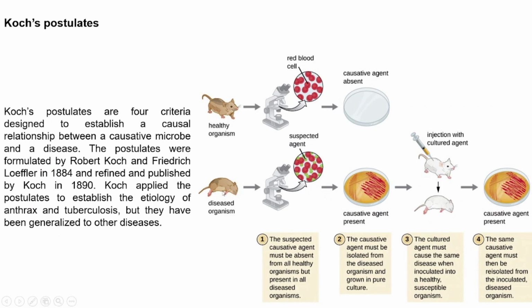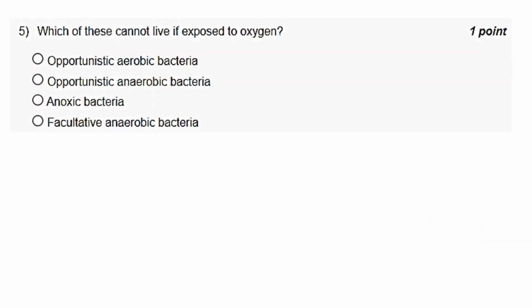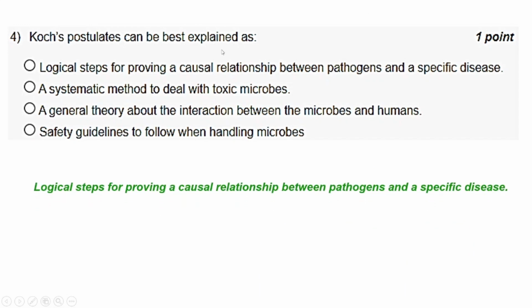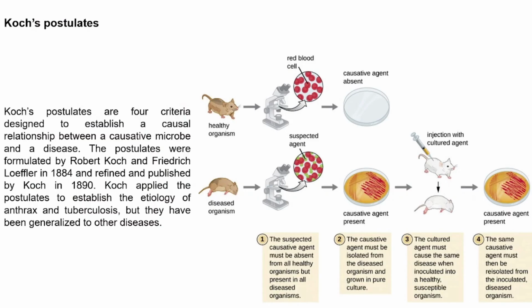So these are the Koch's postulates. These basically try to relate a causative agent to a particular disease, and this was done in 1884. I hope you can appreciate that at that time coming up with something like this was not easy. So the first answer will be the correct one. The postulates can be best explained as logical steps to proving a causal relationship between pathogens and a specific disease.